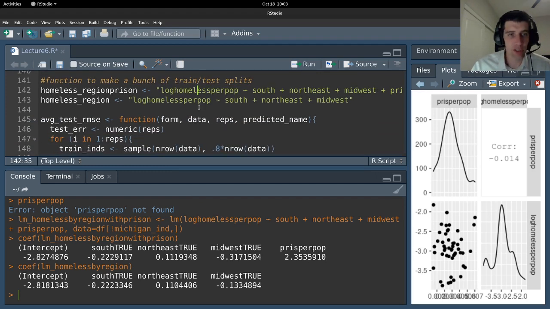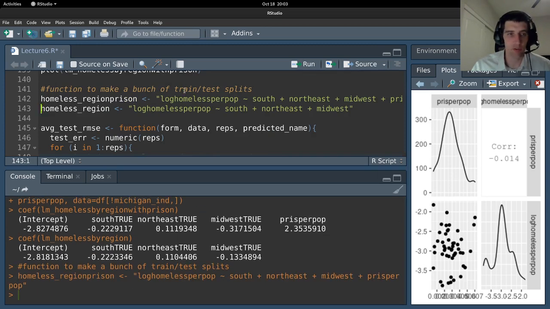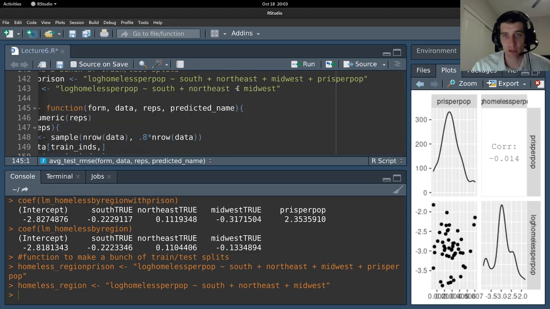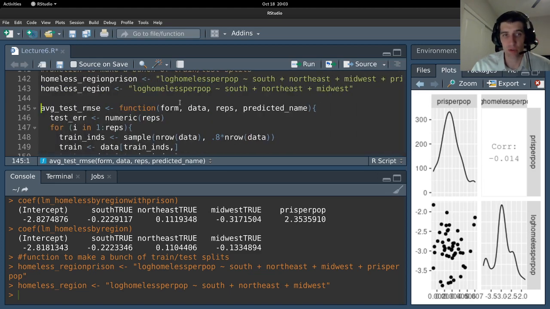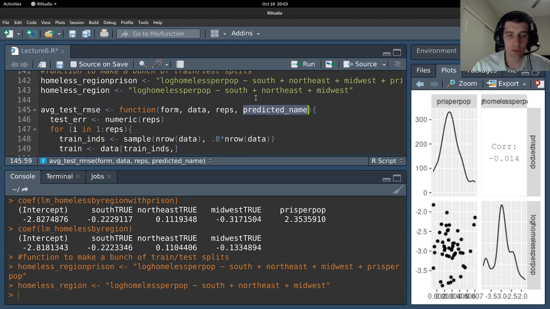The last thing I'm going to do is see, through some testing root mean squared error, if the prison predictor is useful. The way I'm going to do that, I wrote a nifty little function. We have homelessness predicted from region and prison, or homelessness predicted from region. I have formulas for both of them. This function takes the formula, takes the data, takes the number of repetitions you want to make, and takes the name of the variable you want to predict. In our case, this is the log homelessness per population.